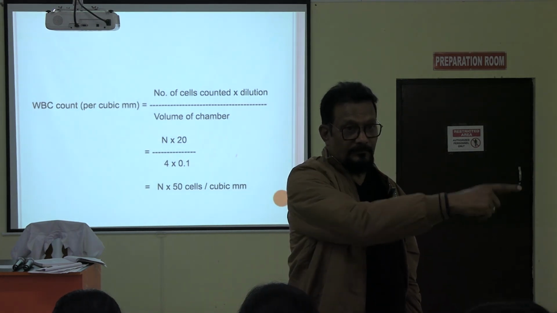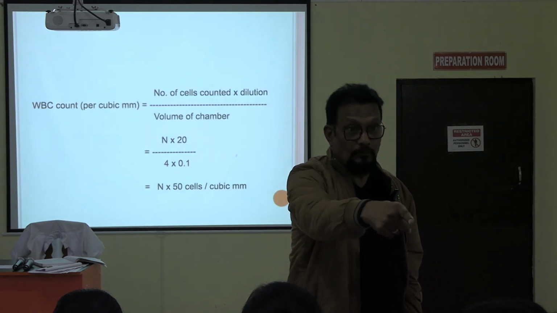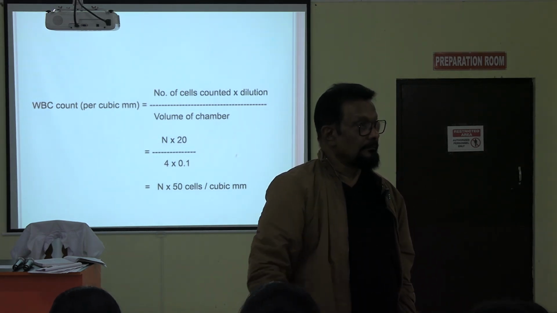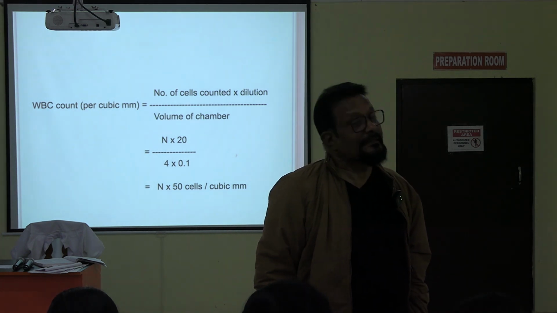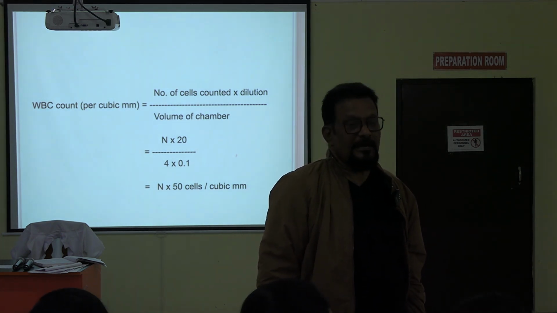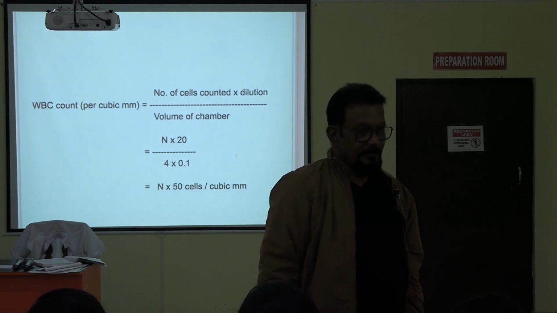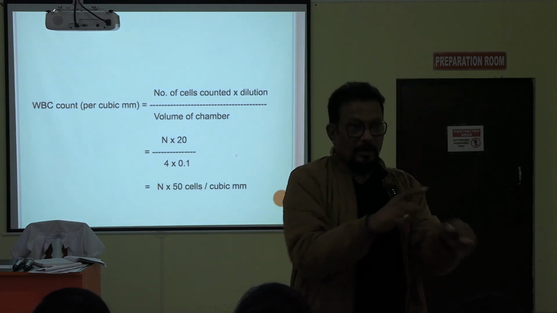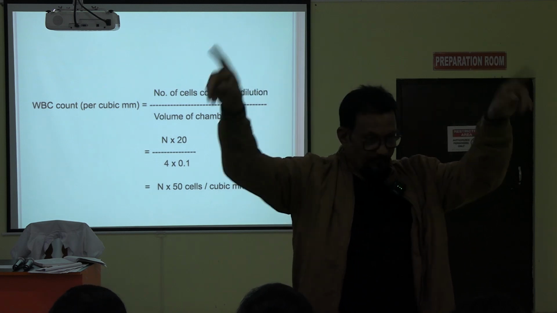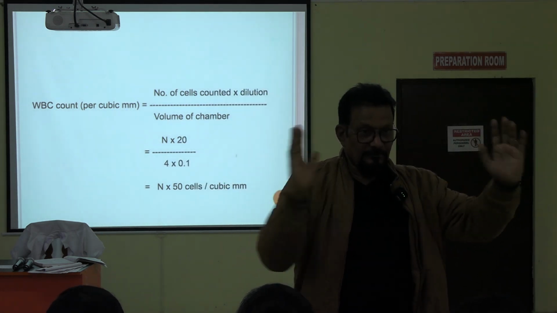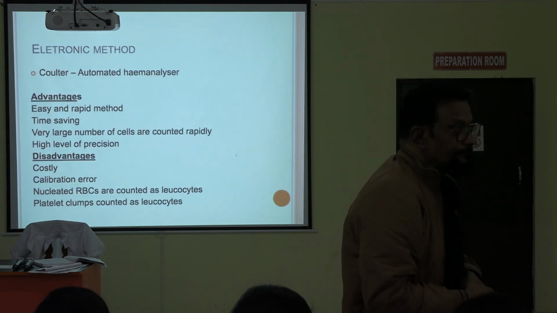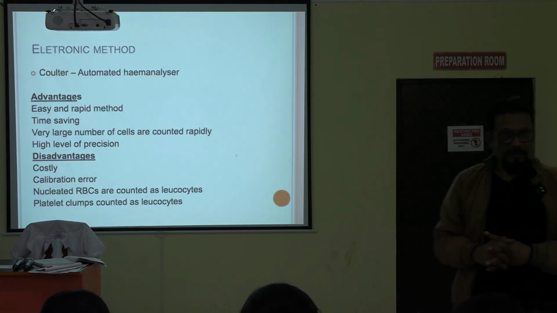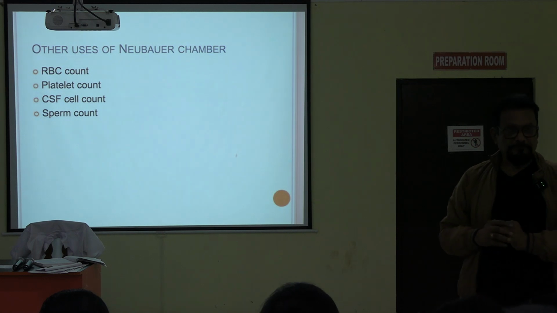Make it clear from sir now only. In that case, instead of 4 you have counted only one corner. There are 4 corners, 4 large boxes, no? So you have counted only one box and from that you have to count. In that case, what would be the formula?